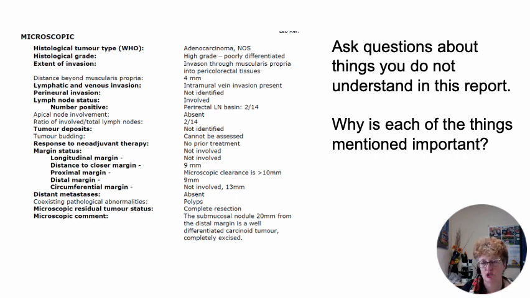Tumour budding. So what's tumour budding in these reports? Well, at the edge of the tumour, little bits can break off like this and go down. And if there's lots of tumour budding, it means it's behaving in a biologically aggressive way.